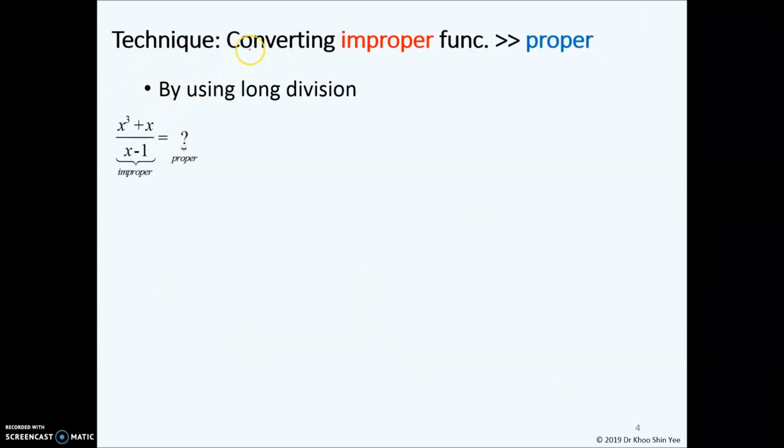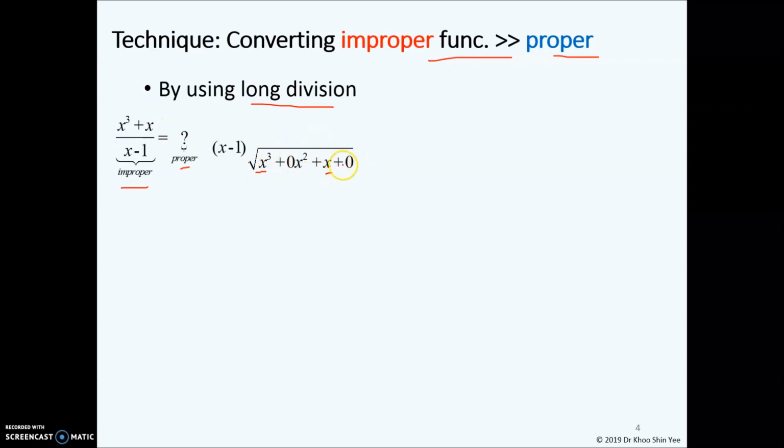In this slide, you will learn how to convert the improper function to the proper one. So for example, if you have a function like this, it is an improper rational function. How can we convert it to proper type? The answer is by using long division. So x to the power of 3 plus x to the power of 3 plus x here.